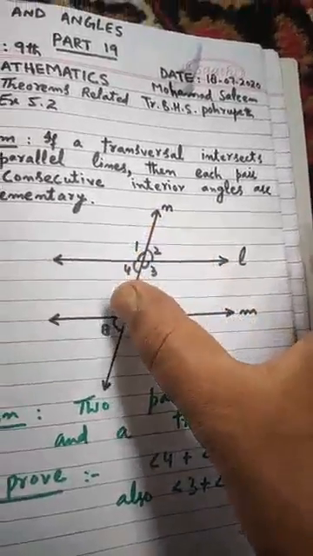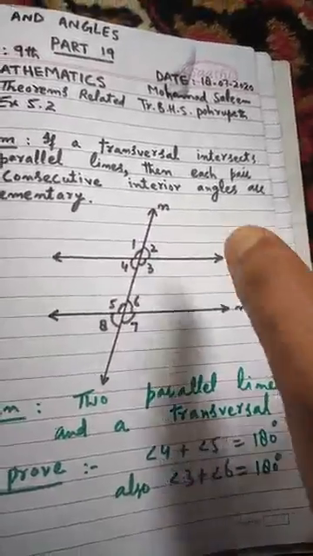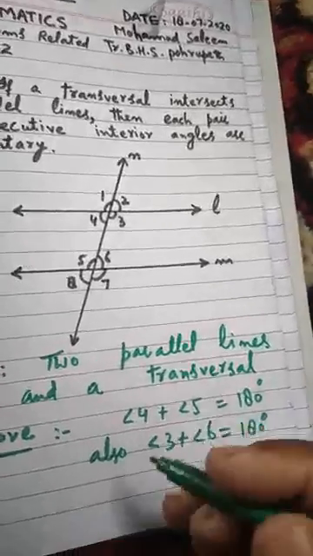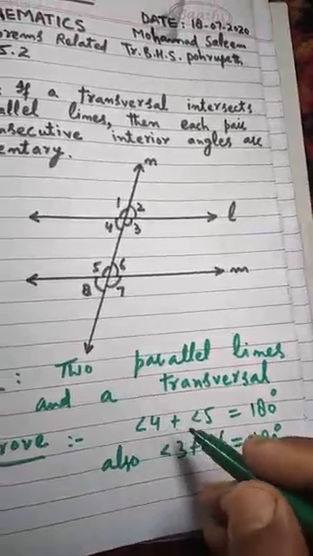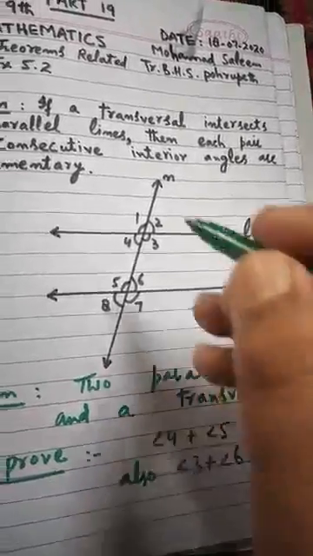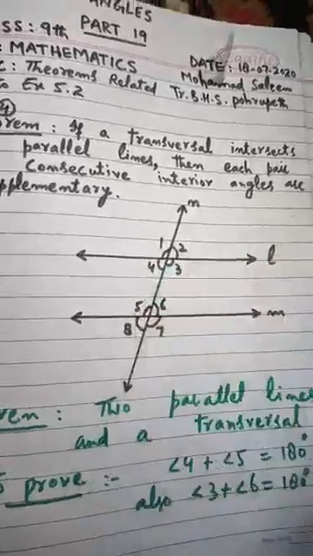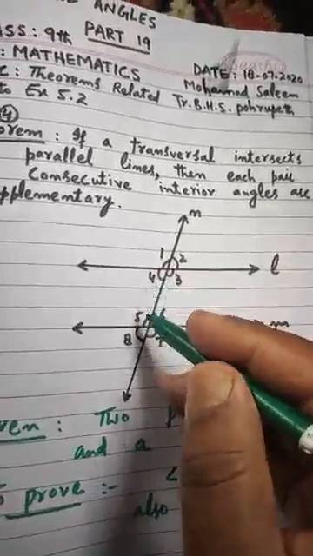Angle 4 plus angle 5 should be equal to 180 degrees, and angle 3 plus angle 6 should be equal to 180 degrees. Let's try to prove angle 4 plus angle 5 is equal to 180 degrees. Let's prove that their sum is supplementary. These are consecutive interior angles. Okay, let's start our proof.